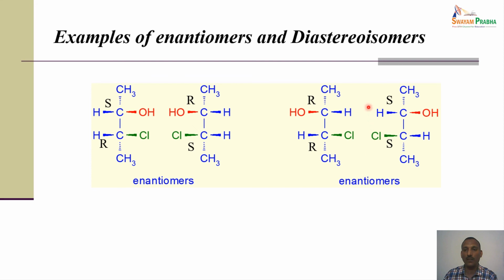In the same way, we have another set of enantiomers shown here. Any pair from this side and this side are basically diastereomers, but the two adjacent compounds, these two, are enantiomers.